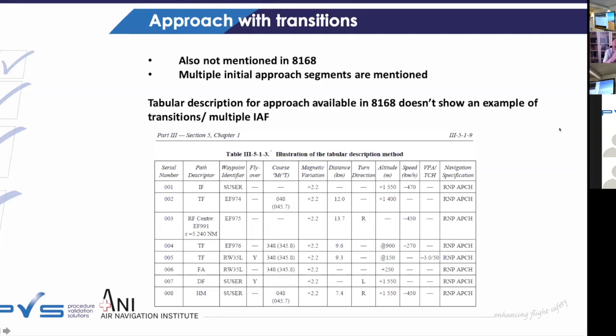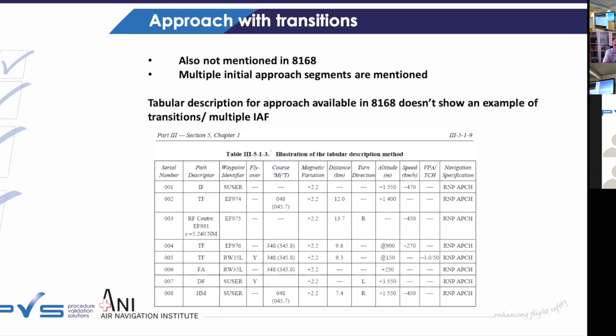There's more. It's not just the stars and the SIDs and the common en route and runway transitions. There's also a concept of approach transitions. We've seen in approach transitions, Beat showed one. Approach transitions have been in use for years, but nobody called it approach transitions. For a good reason, because they're not mentioned in ICAO. Even the examples you can find, the tabular description of approach in 8168 doesn't show an example of transition.